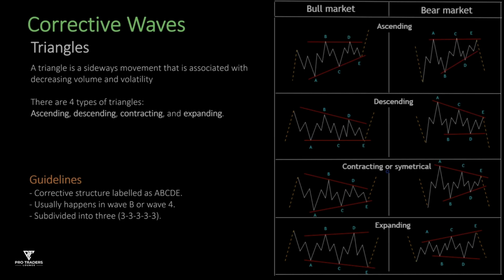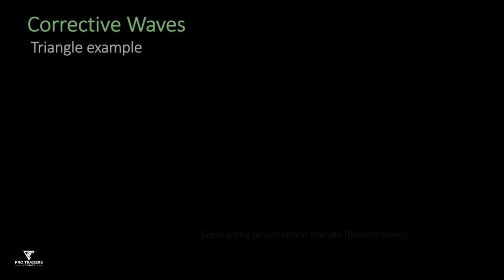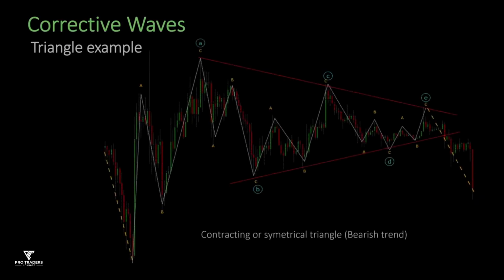For guidelines, we have a corrective structure labeled as A, B, C, D, E. They usually happen in wave B or in wave 4. And the subdivision is going to be 3s, so it's going to be 3, 3, 3, 3, 3. Here's an example. This is an example of a contracting or a symmetrical triangle in a bearish trend.